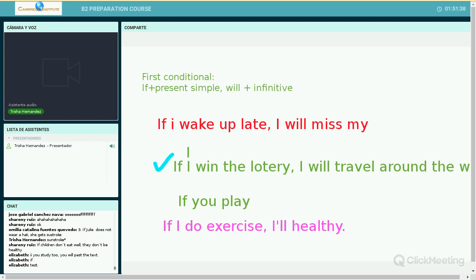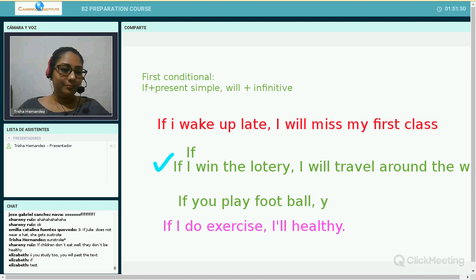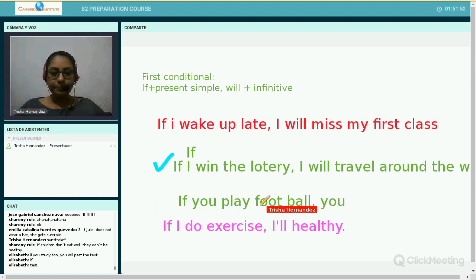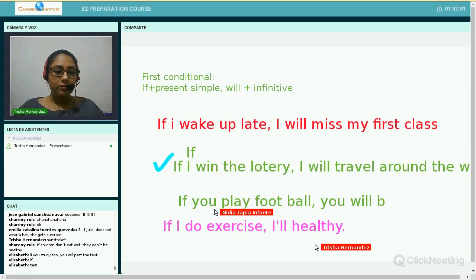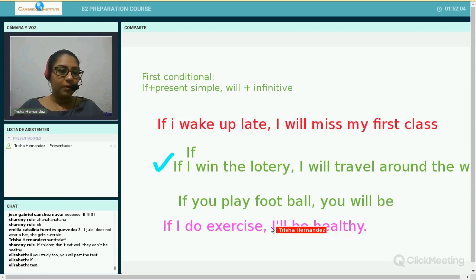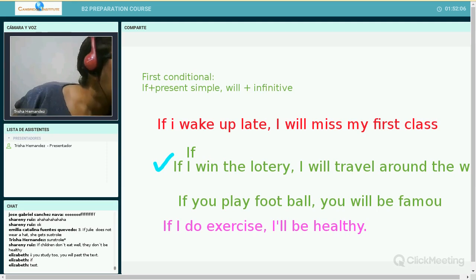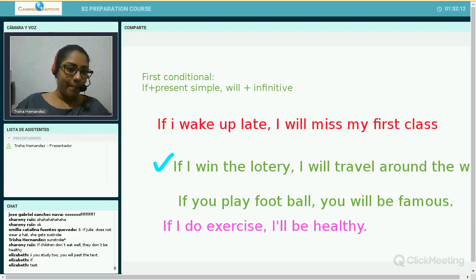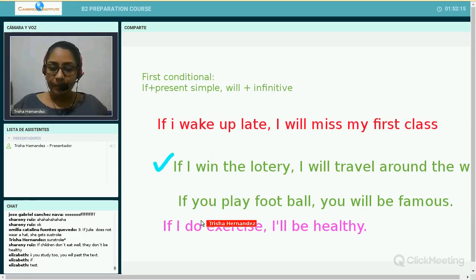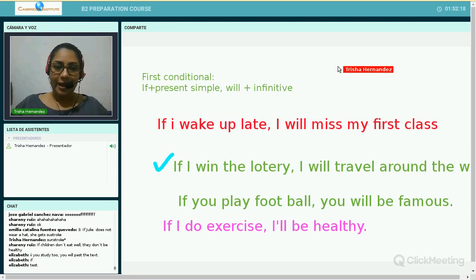Very good. If I win the lottery, I will travel around. Very good. If you play football, okay. If I do exercise, I will be healthy. Okay, here, just got the be healthy. Give me a second. Sorry. Okay, I will be healthy. Excellent. Very good.